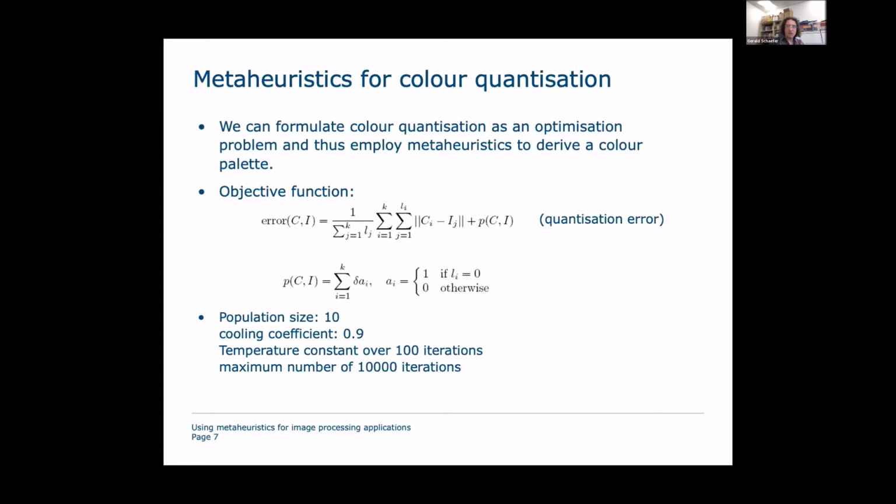One other way, and I didn't mention it before, of thinking about color quantization is that it can also be seen as a clustering problem. We've got a set of samples, and we're trying to cluster those into a set of clusters, and those clusters correspond to the colors in the color palette. So here, that penalty function part, the P part, would essentially ensure that we're not ending up with empty clusters.